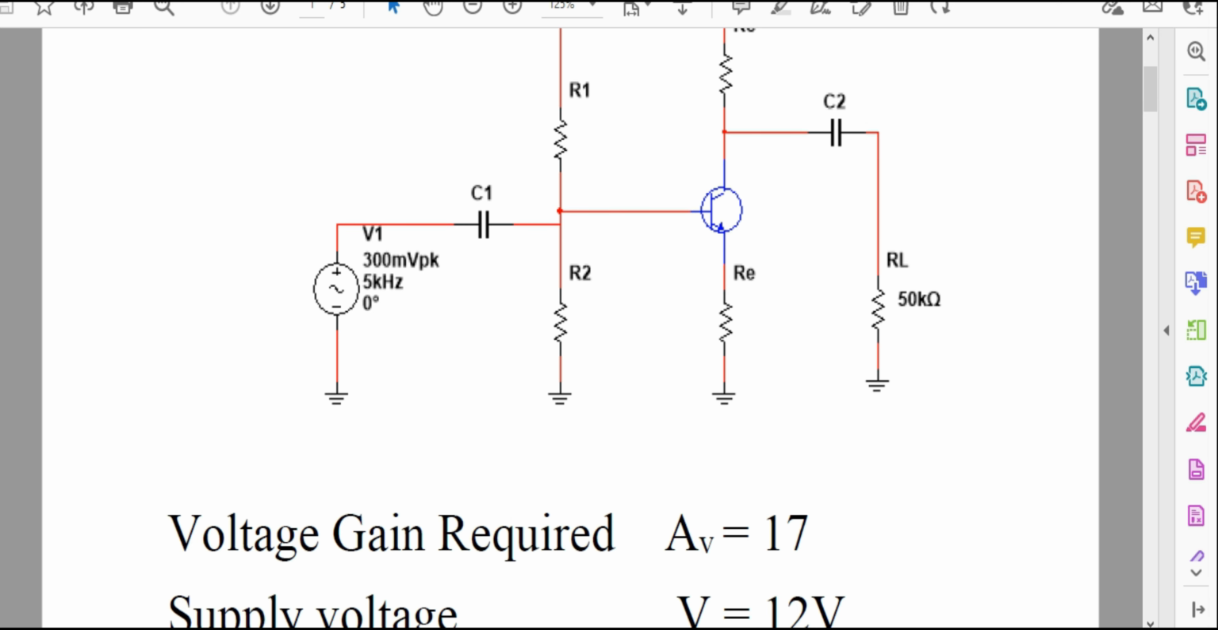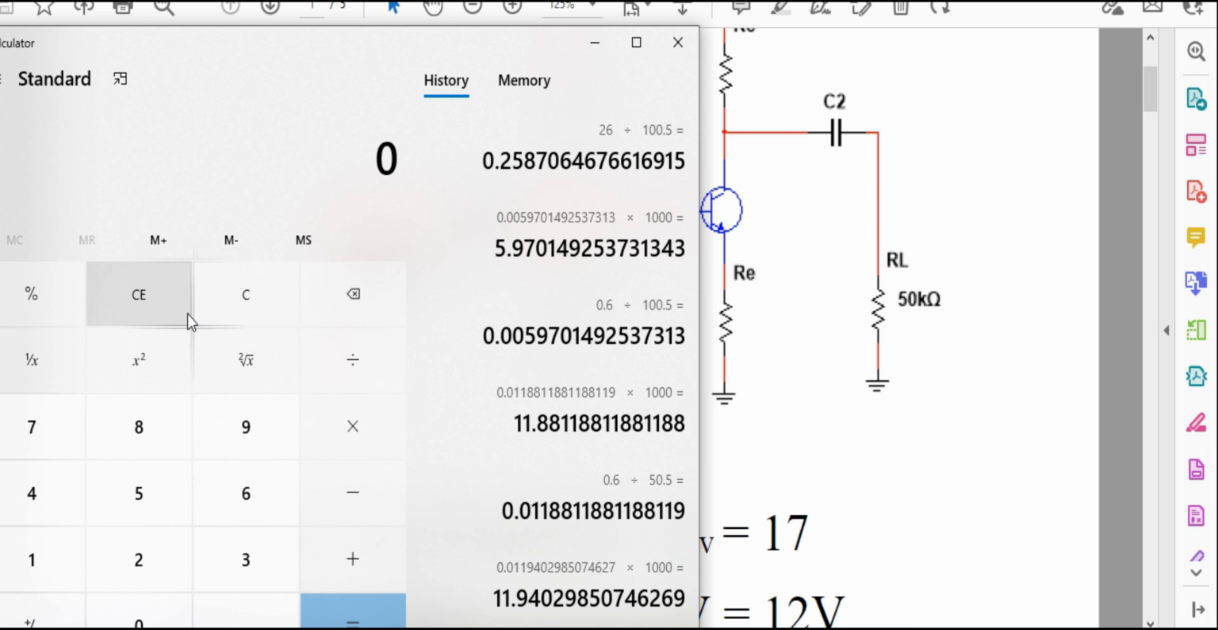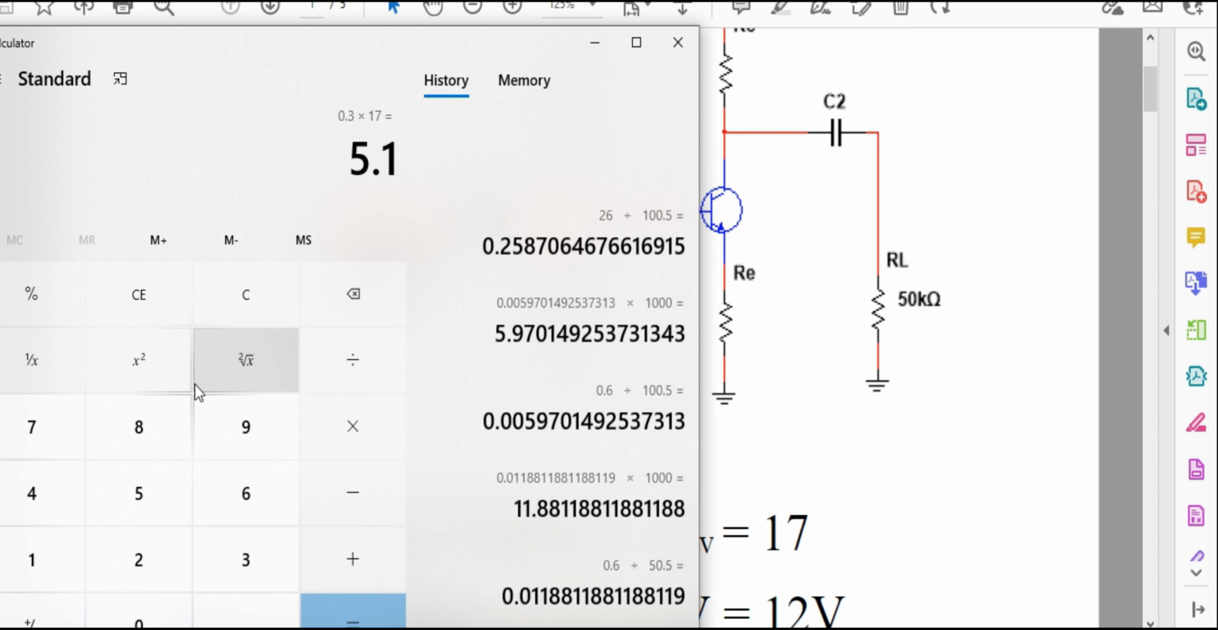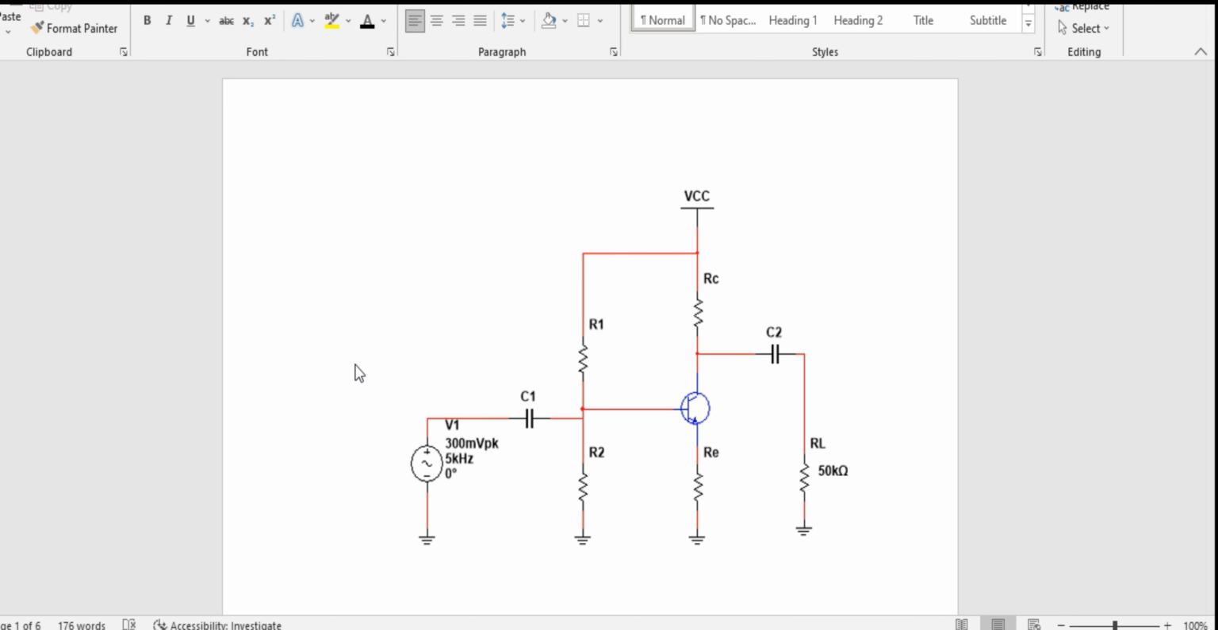So if we do some calculations, let's assume our 300 millivolt is the peak value, and our voltage gain is 17. So we need basically a 5.1 volt signal at our output. Before the simulation, I will explain the calculations to you, and then we will move towards simulation.